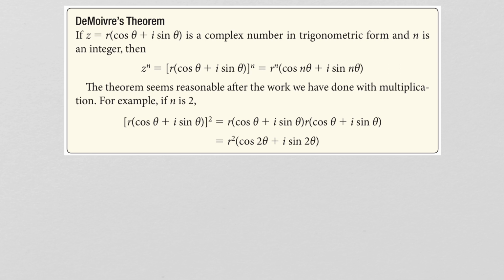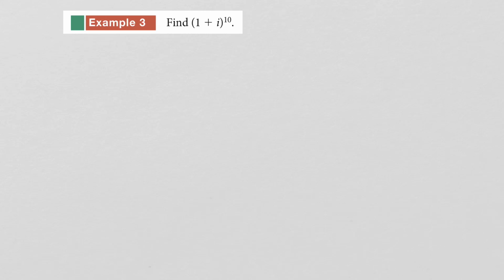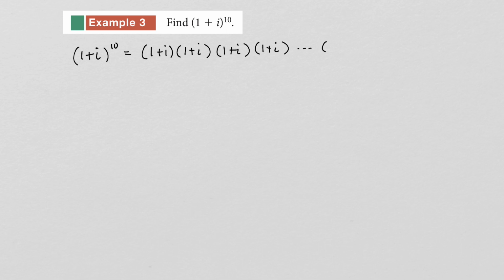So let's take a look at a couple of examples. In the first example, we are asked to find 1 plus i to the 10th power. Now, to appreciate de Moivre's theorem, just imagine if you didn't have it. To do 1 plus i to the 10th power, you would have to multiply 1 plus i by itself 10 times. All right, so there would be 10 factors here. And that would be a lot of work. But because we have de Moivre's theorem, all we have to do is take the complex number 1 plus i, put it into trigonometric form, and then we can apply de Moivre's theorem.